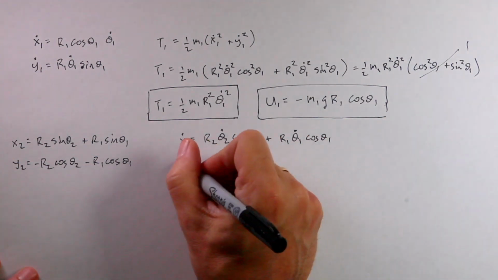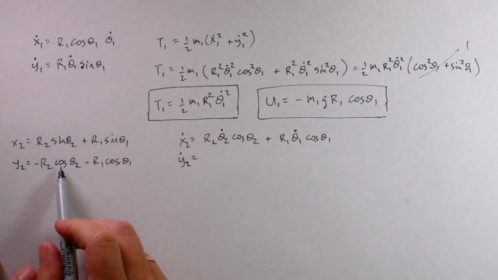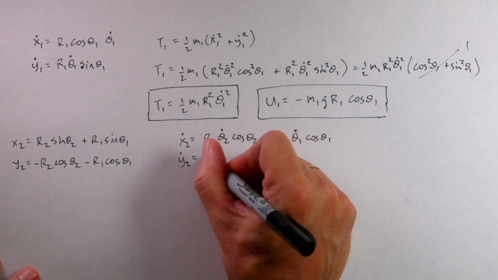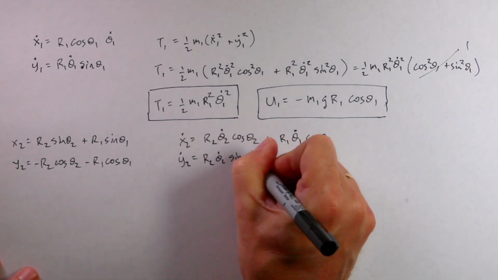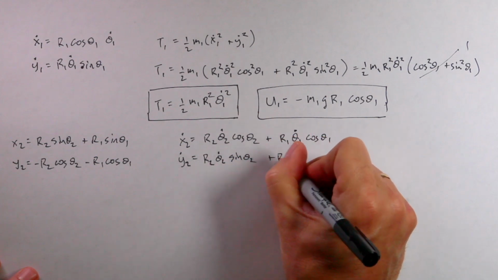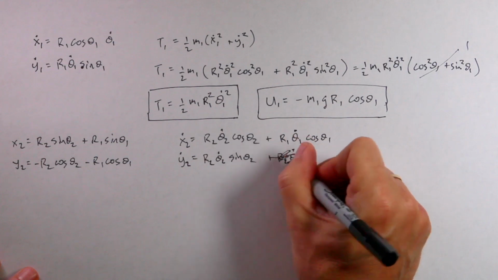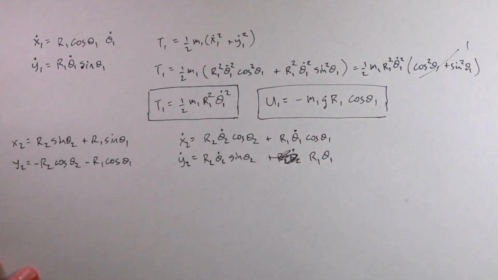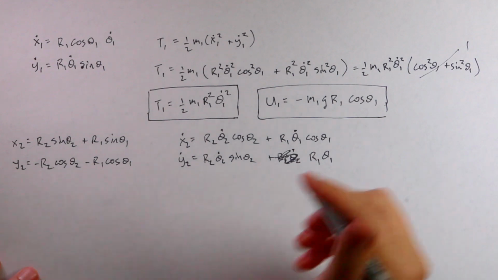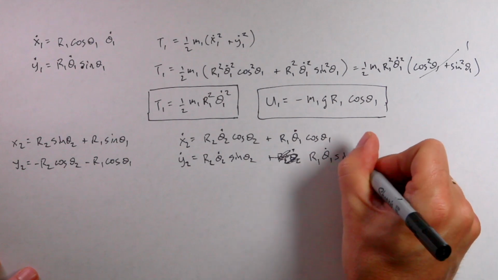Now for y2, I get y2 dot is going to be equal to, here I'm going to take the derivative of cosine, which is negative sine, so it's going to cancel with that. So I get r2 theta 2 dot sine theta 2 plus r2 theta 2 dot, nope, see, I already made a mistake. r1, I was just in my mind plowing ahead and I wasn't looking over here. Okay, r1 theta 1 dot sine theta 1.